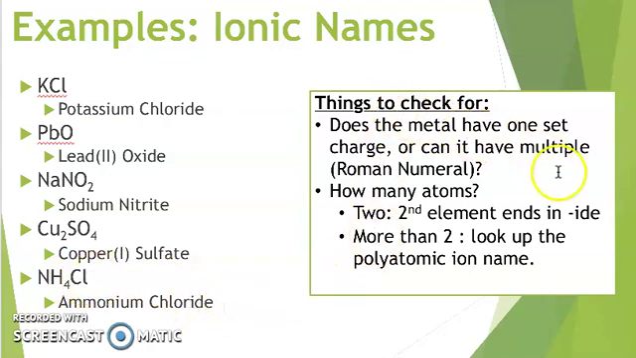So first you need to make sure the metal has 1 set charge. If it has multiple charges, you have to find what its charge is in that compound and write it as a Roman numeral behind its name. If you have 2 elements total, then your second one you're going to end in "ide." If there are more than 2, then you know that one of them is going to be a polyatomic ion. So you look up that polyatomic ion and you leave the polyatomic ion's name the same.